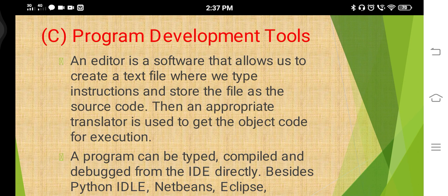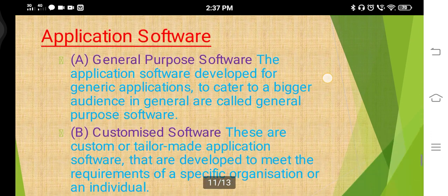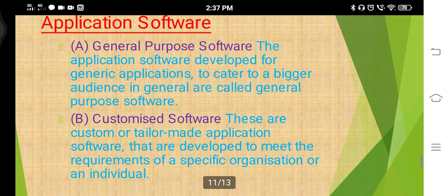Here, a debugger, as the name implies, is software to detect and correct the errors in the source code. Okay, next we move to application software. Application software, by the name we can understand, application software means the system software provides the core functionality of the computer system.